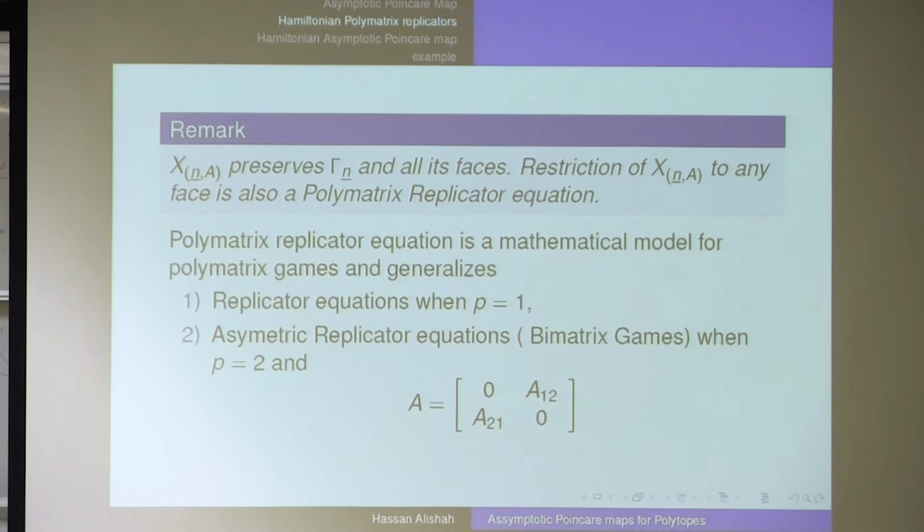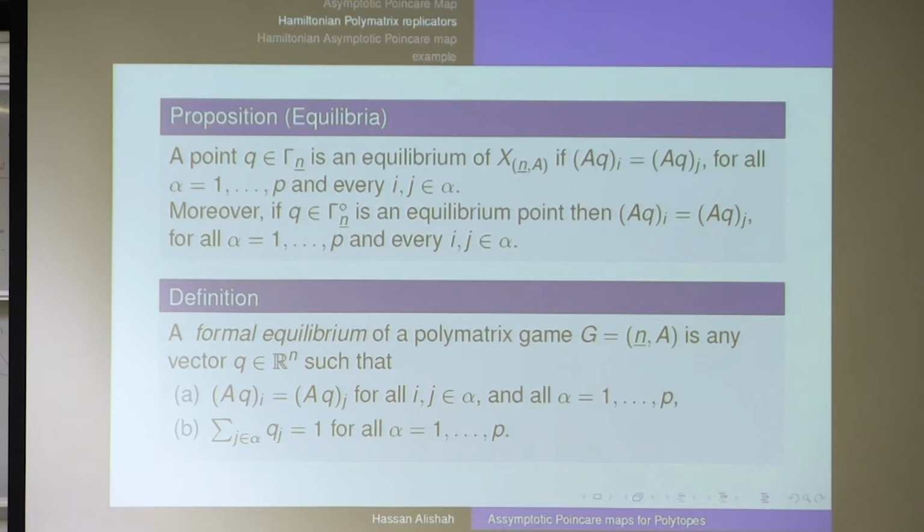And this is the definition of the equilibrium. So it is an equilibrium if it has this condition. And then I define a formal equilibrium, which is an equilibrium that could be outside the polytope. It's in the subspace defined by the polytope. So there are some notations.